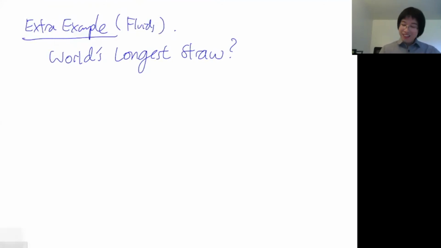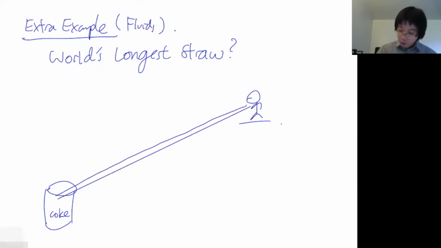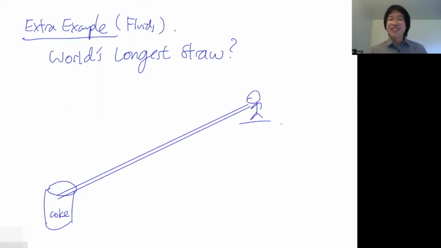All right, so what do I mean? Let's say I have a can of Coke over here, and I am standing on a balcony somewhere, and I'm being extremely lazy. So I decide to make a straw to drink from this Coke because, who wants to walk downstairs when you can consume calories while sitting down? You wonder, what's the longest straw I can make?